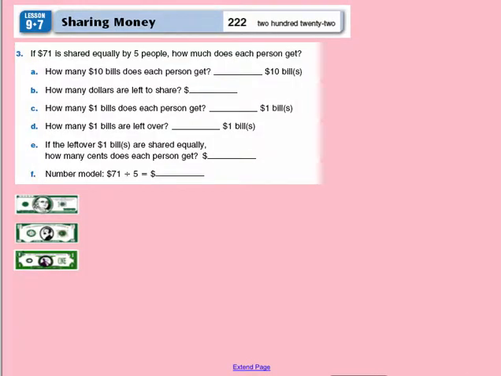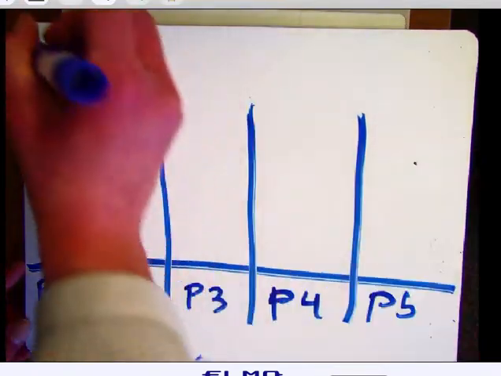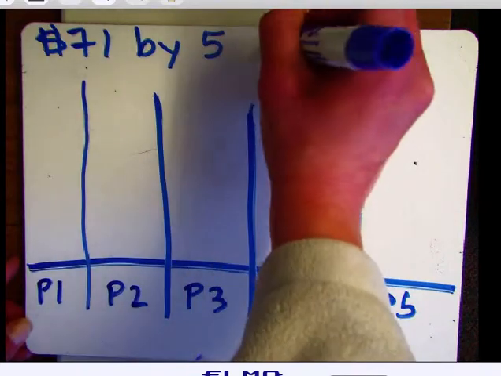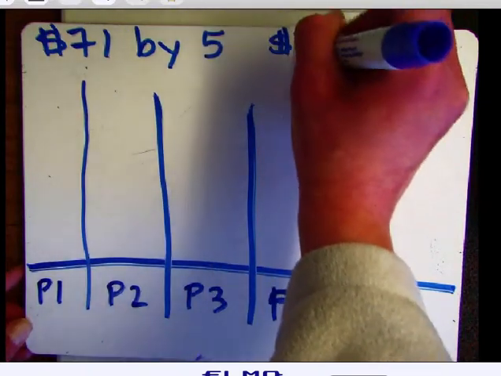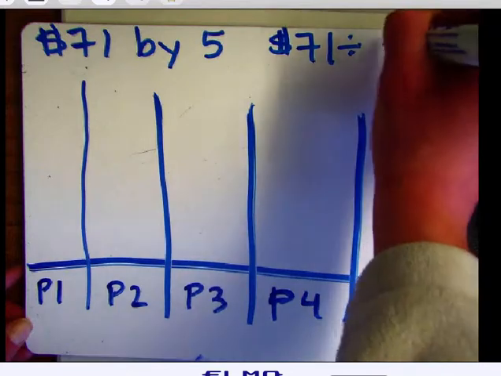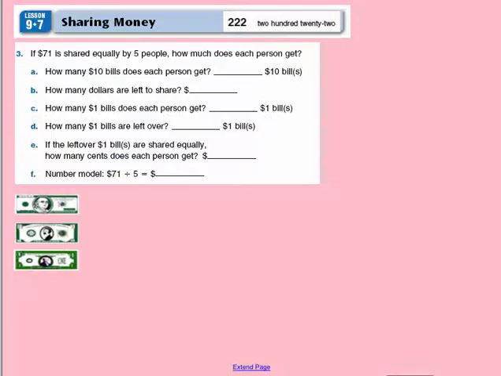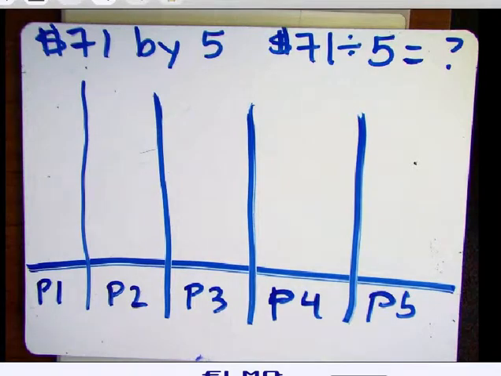I also know that we're sharing $71 among 5 people, so I'm going to write that down. I'm also going to write the number model down. $71 shared by 5 people is equal to what? So let's take a look. We first need to figure out how many $10 bills each person gets. Well, we can go up to 70, so let's find out.